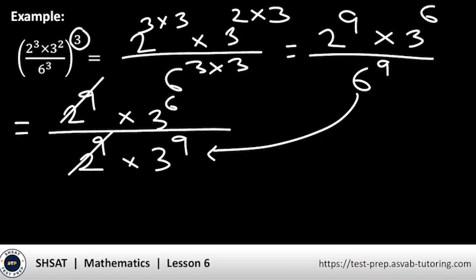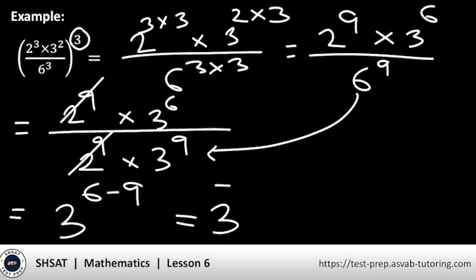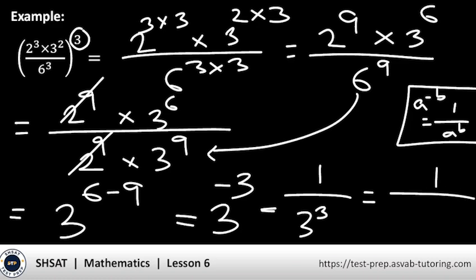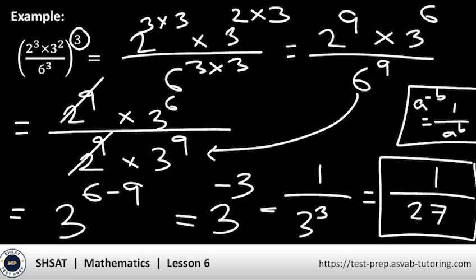But in this case, you have 3 to the power 6 divided by 3 to the power 9. Once again, because the bases are the same, the powers will now be minus. It has to be a subtraction in the middle. Right? That gives me what? 3 to the power negative 3. And remember what we did earlier? If it's a to the power of negative b, that turns out as 1 over a to the power b. So now 3 to the power minus 3 means 1 over 3 to the power 3. So 3 to the power 3 is 27. So that's my final answer. 1 over 27. Okay?